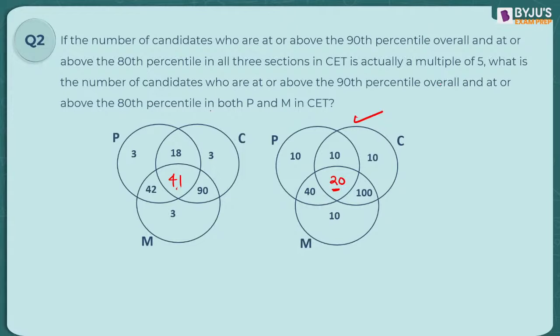At or above the 80th percentile in both P and M. So both P and M. This is the Venn diagram of P. This is the Venn diagram of M. So both P and M, there are 60 such candidates. Okay, so the answer is 60.